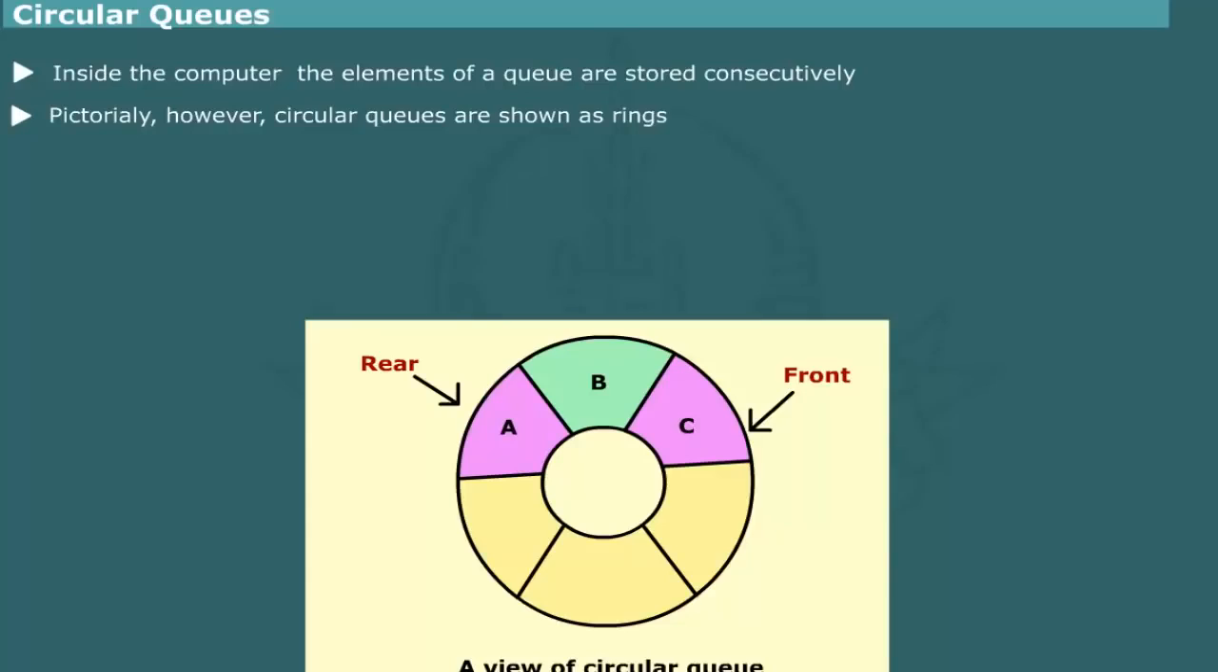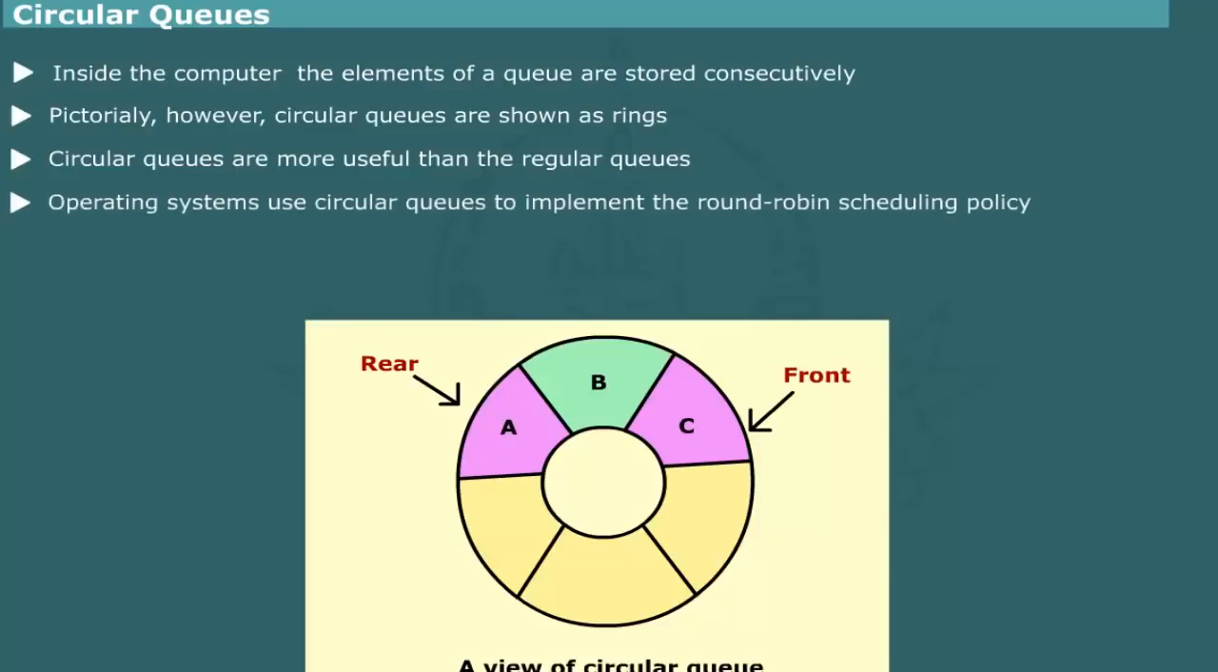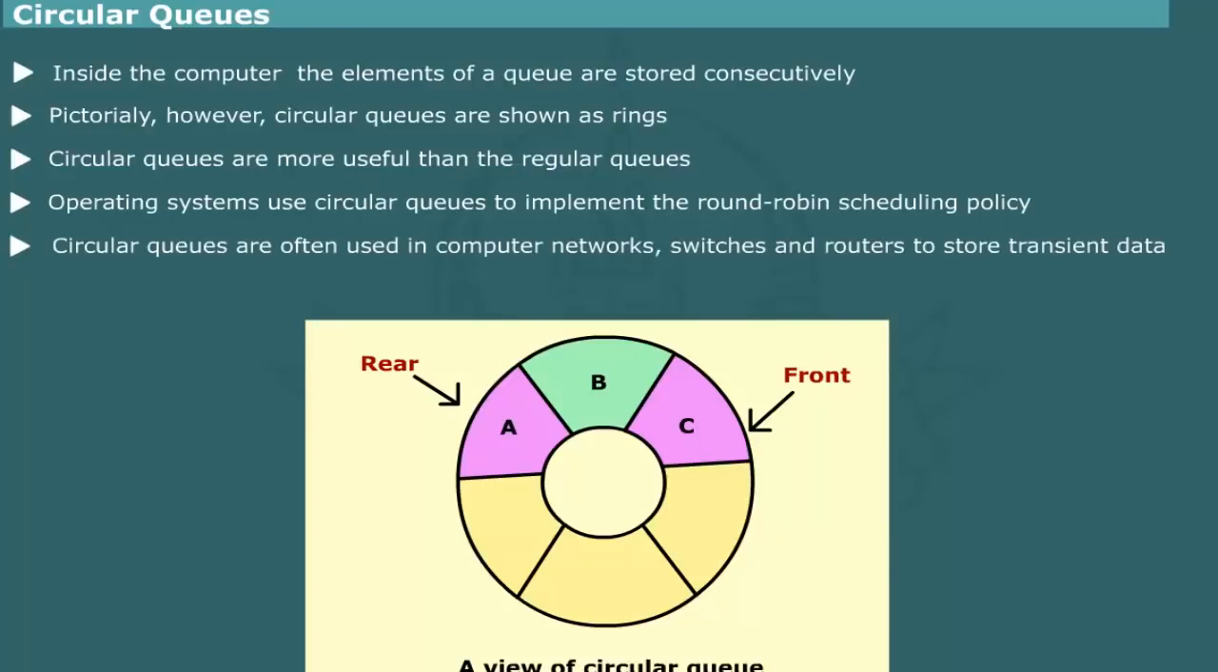In practice, circular queues are more commonly used than linear queues. Operating systems use circular arrays to implement the round-robin scheduling policy for process management. In computer networks, switches and routers use circular queues to store and forward packets of information.